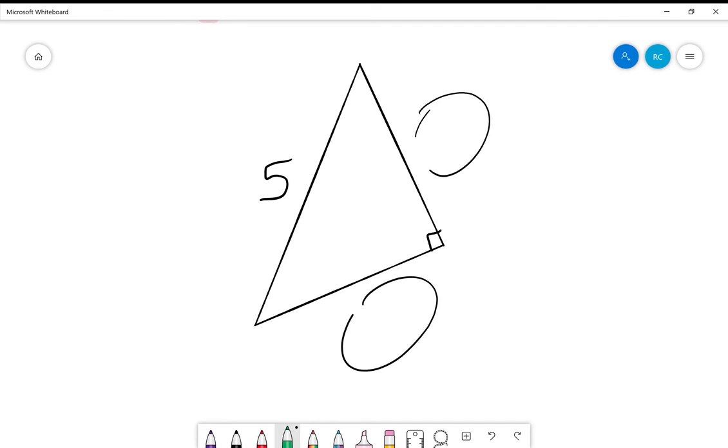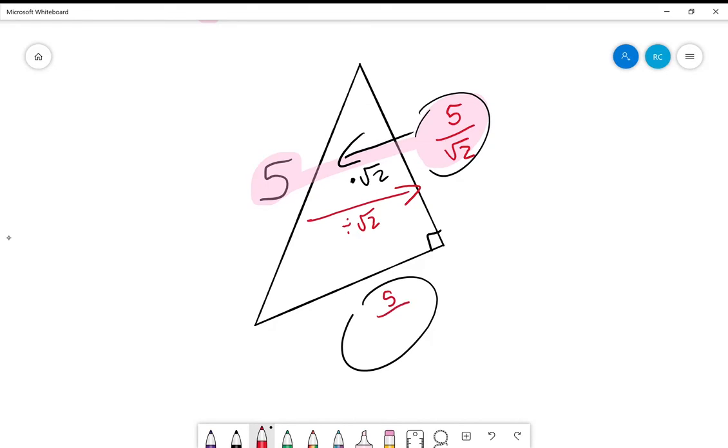We know that if you have the leg, to get to the hypotenuse, you multiply by the square root of 2 if you're going that way. So if you're going the other way, well, what's the opposite of multiplication? We talked about this in class all the time. If it's multiplication in one direction, then in the other direction, it's division. So the two legs would be 5 divided by the square root of 2. And because it is isosceles, 5 divided by the square root of 2.